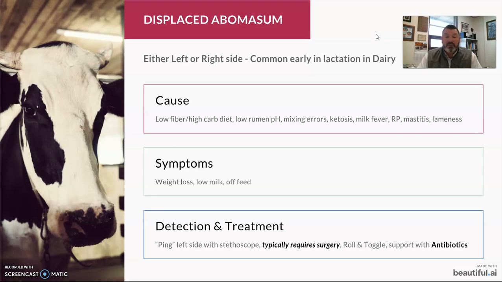These typically require surgery to treat, and then high levels of antibiotic to help them get over it.